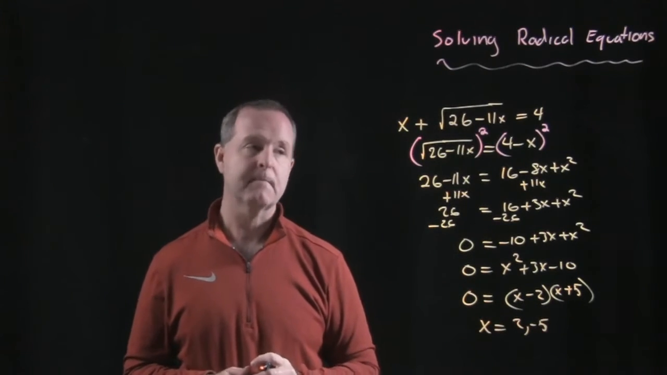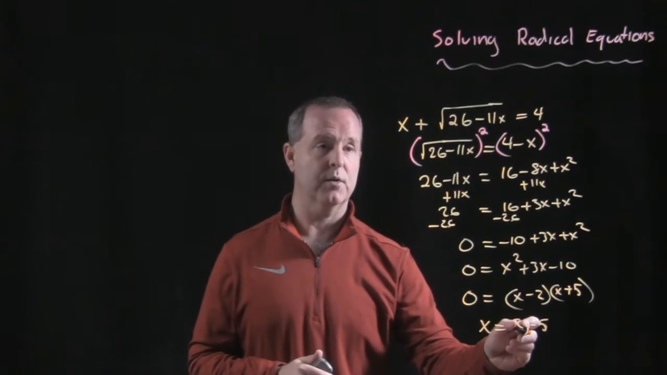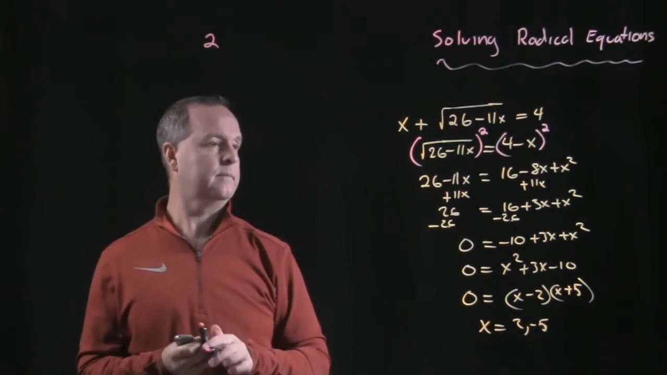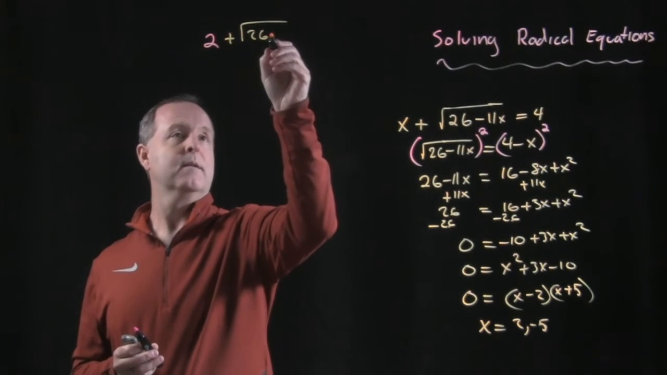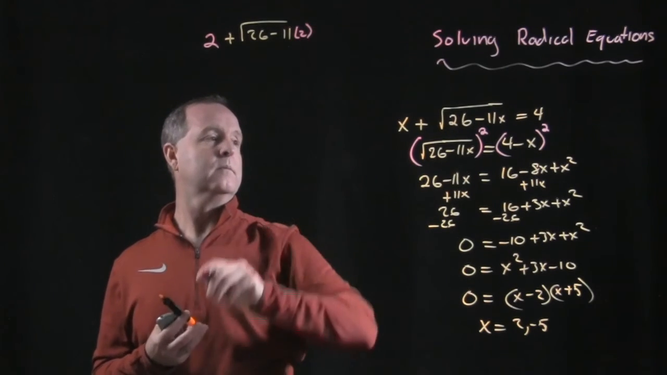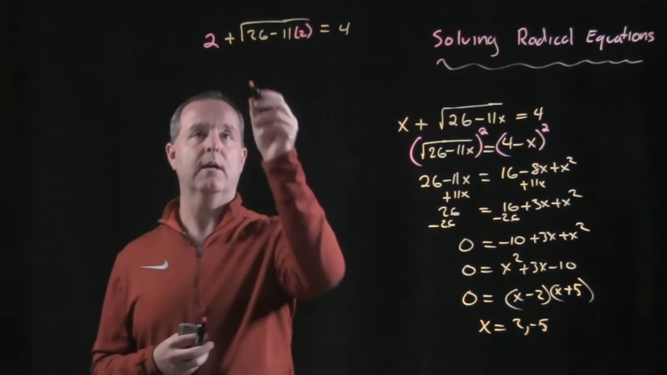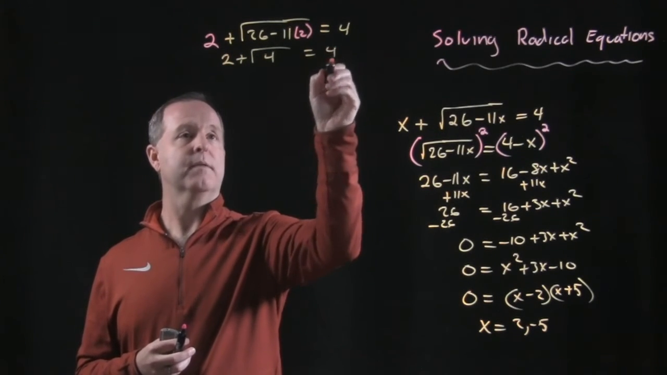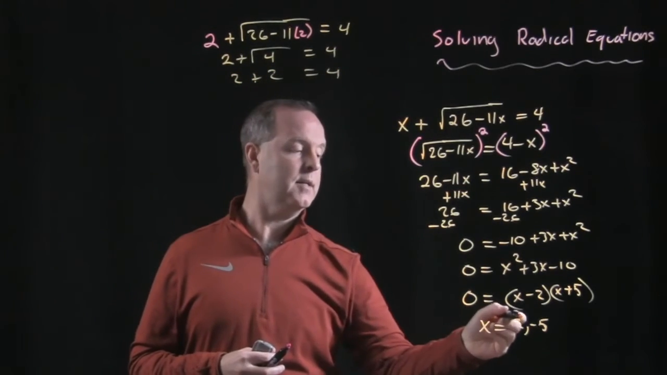So now I solved it. Next step, we have to check. Do we introduce an extraneous solution or not? So go back to the original equation and check. So I have a 2 plus root 26 minus 11 times 2. And does that equal 4? All right, just a little bit of work here and we'll look at it. So it's 2 plus the root of, inside, 26 minus 22 is a 4. That equals a 4. So 2 plus 2 equals a 4. Yes. So I would say that 2 is a solution.